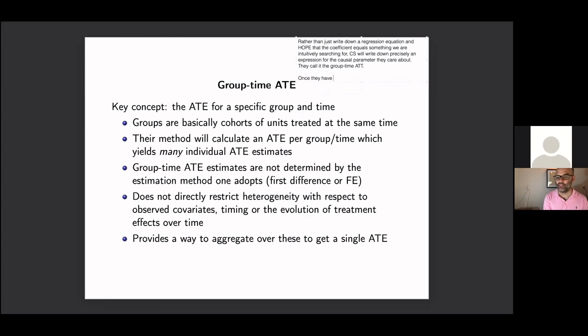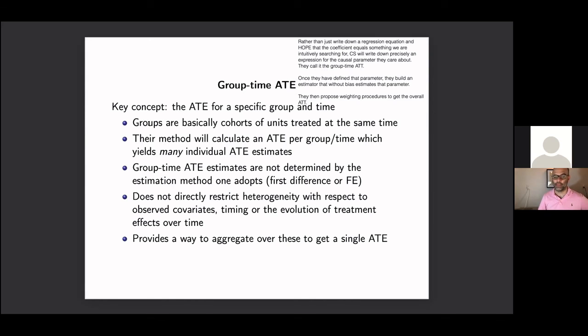Once they have defined that parameter, they build an estimator that without bias estimates that parameter. They then propose weighting procedures to get the overall ATT, okay?